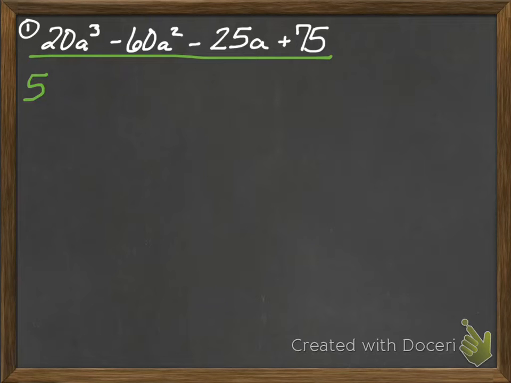And that's going to leave behind 20 divided by 5, 4. I didn't take any a's out, so a cubed. 60 divided by 5, which is 12. I didn't change the a, so that's a squared. Negative 25 divided by 5, which is negative 5. And 75 divided by 5, which is 15.